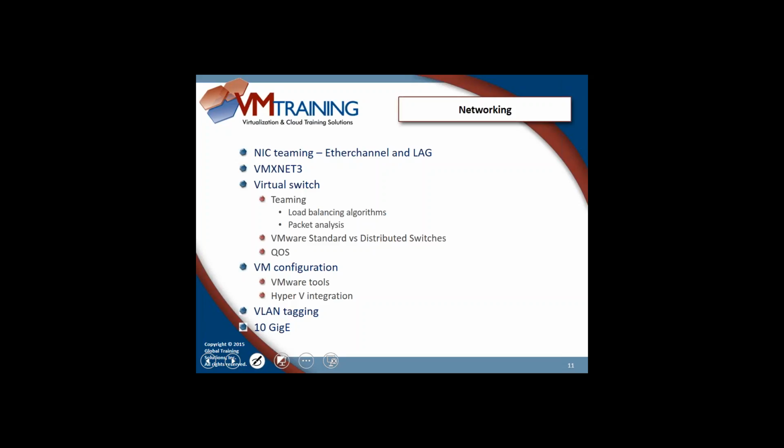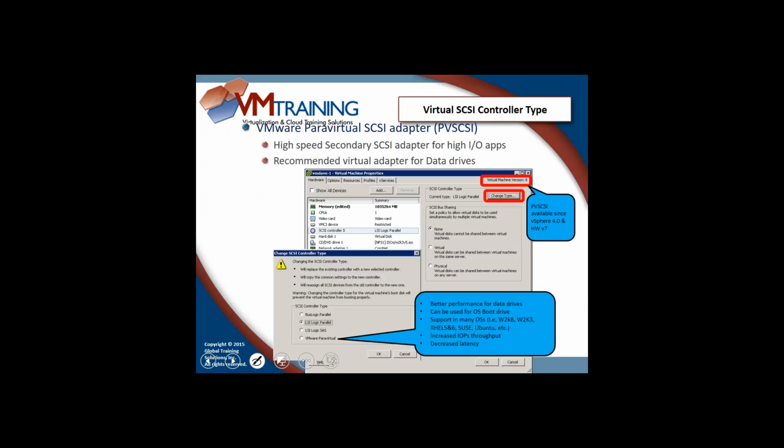On your VMs, make sure that you have your VMware tools installed. If you run on Hyper-V, make sure you have Hyper-V integration installed on that as well. And Exchange works with VLANs, works with 10 gig, works with all that stuff. The next few slides here I find are really interesting.